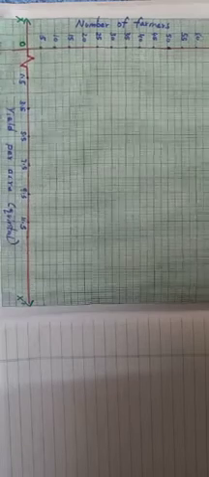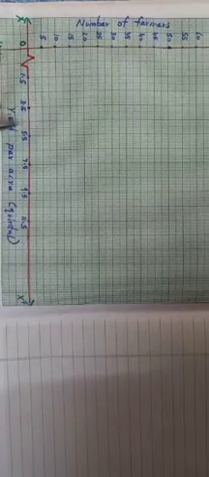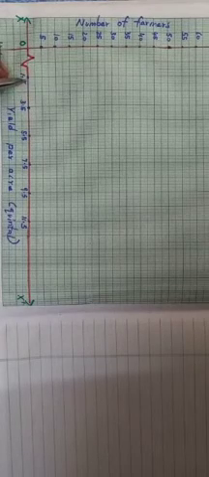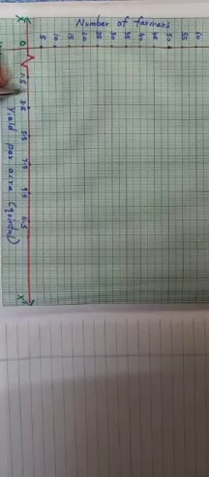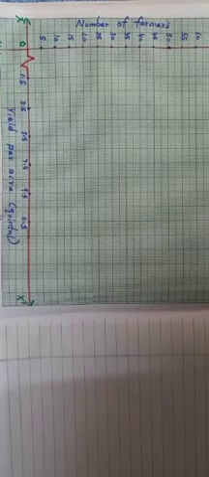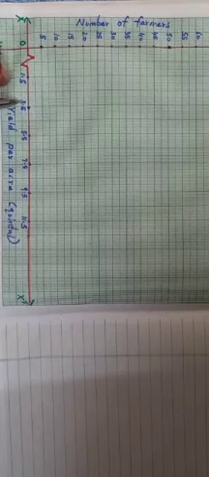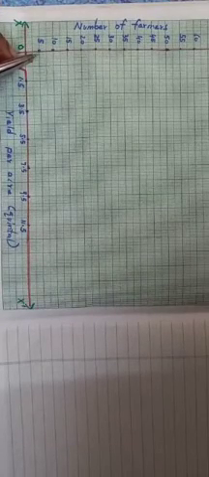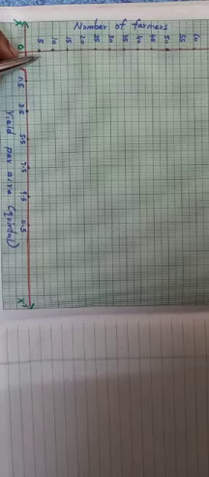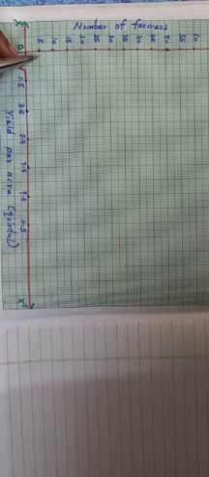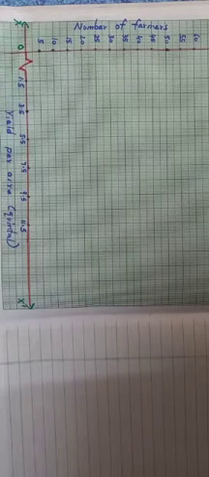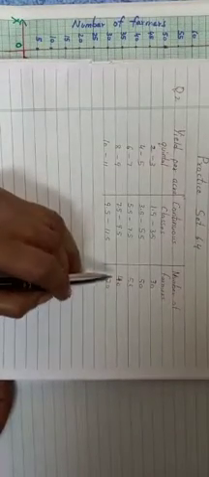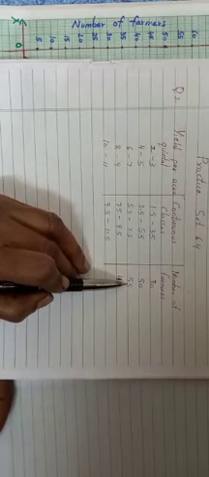Okay. Now here, for us the scale will be what? 1 centimeter will be 1 quintal, because we are taking yield per acre in quintal. And on the y-axis we are showing the number of farmers. First check what is the highest frequency. See, for number of farmers the highest frequency is 55.